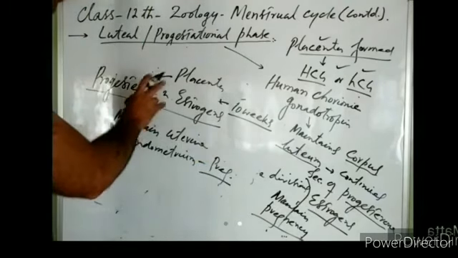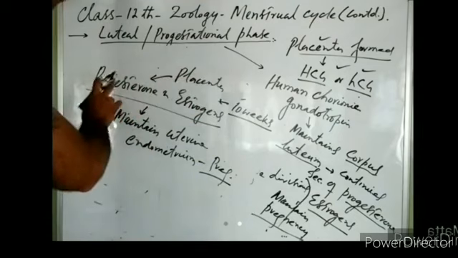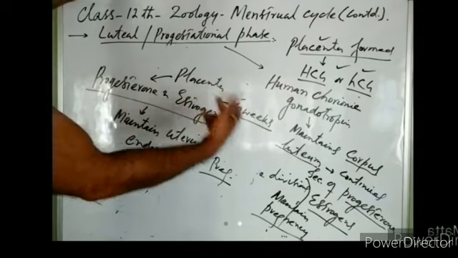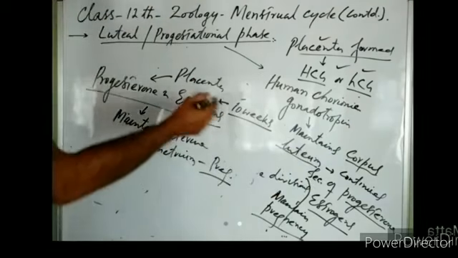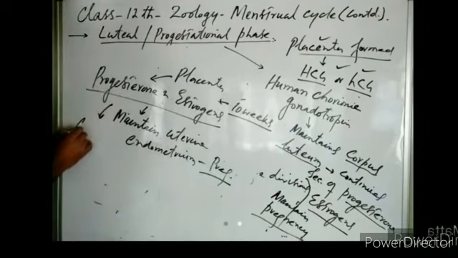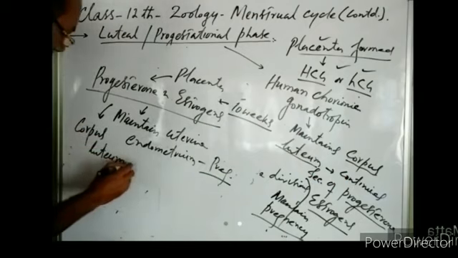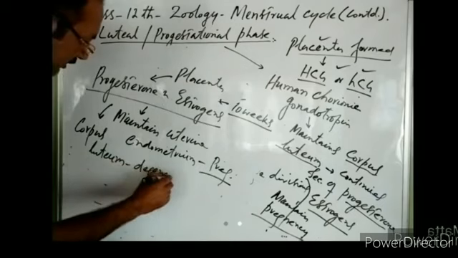So when placenta starts secretion of progesterone and estrogens, right? Now corpus luteum degenerates. This corpus luteum gets degenerated.